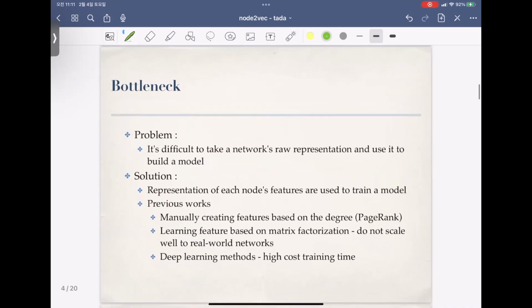So when it comes to deep learning or machine learning in network analysis, it's difficult to take the network's raw representation and use it right away to build a model. So it's commonly used to extract a representation of each node's features to train a model. Previously, there have been algorithms such as PageRank, which creates the features based on the degree. And there's also matrix factorization, such as spectral clustering. However, the paper mentions that it does not scale to real-world networks. And there are also deep learning methods, however, which are known to have a really high training time cost.